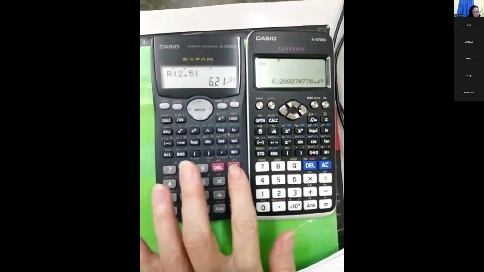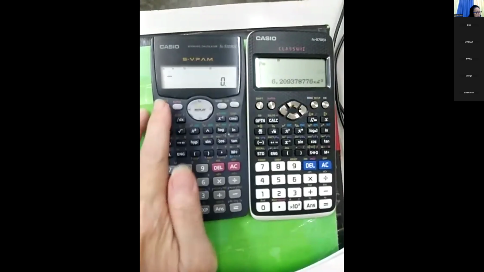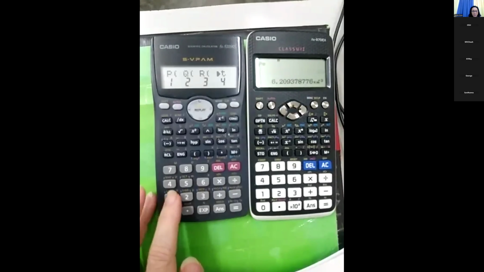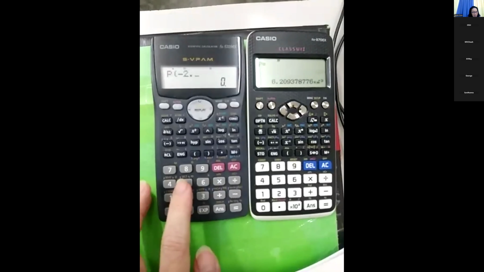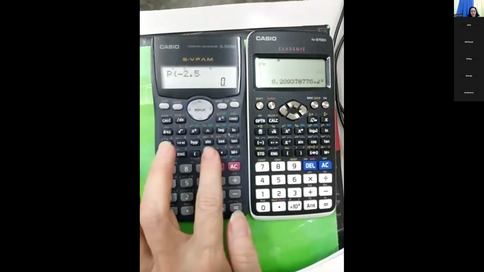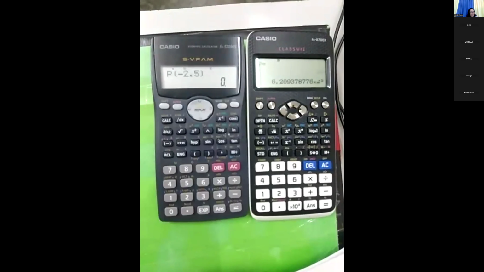Okay, got it? Wait, let me see this. Shift distribution, we choose P. Negative. If I didn't change, you see, I didn't change to the right side. I use P, then I put equal. It's the same. So for you that are using MS, mark down: R, the shaded region is to the right side. P, the shaded region is to the left side. Okay, got what I mean?